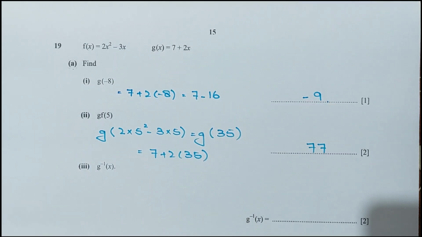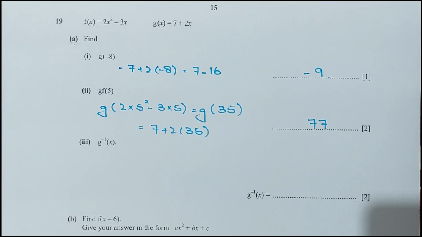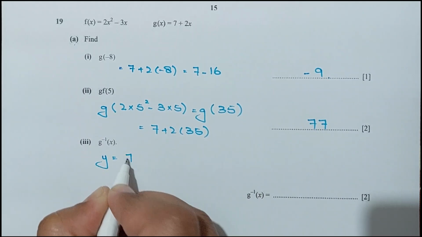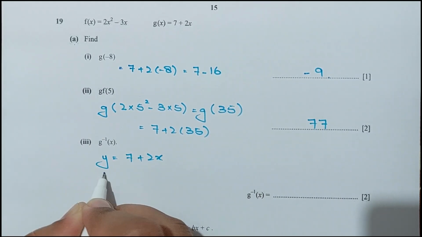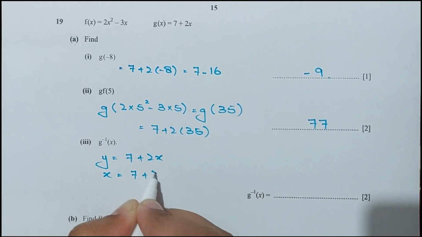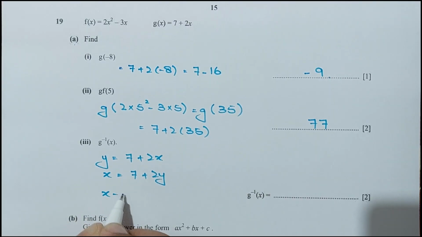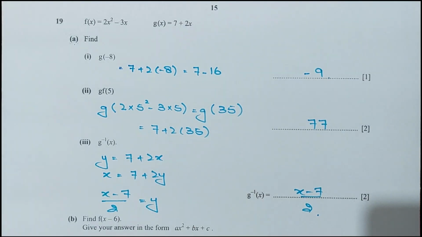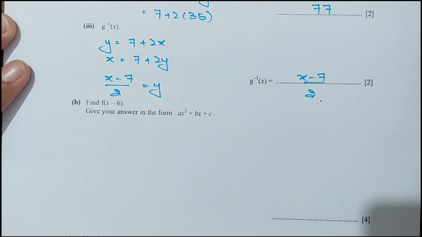Okay. The next one is find g inverse of x. So you have to put y equals g of x. Switch the variables: x equals 7 plus 2y. Solve for y: x minus 7 divided by 2. This would be my y. So x minus 7 over 2. This is g inverse of x.